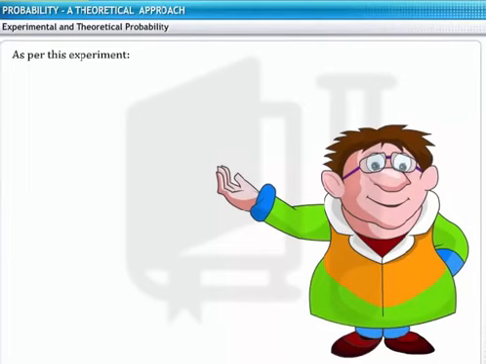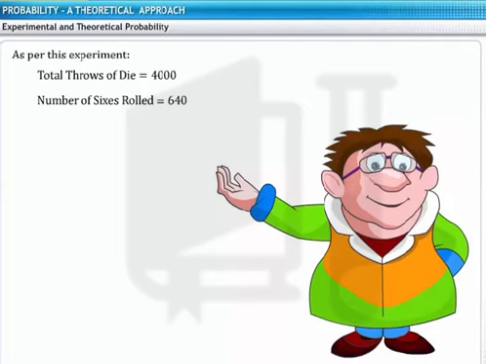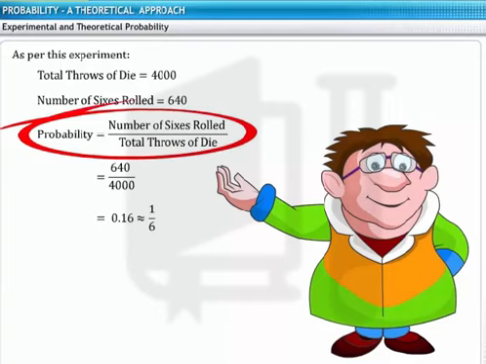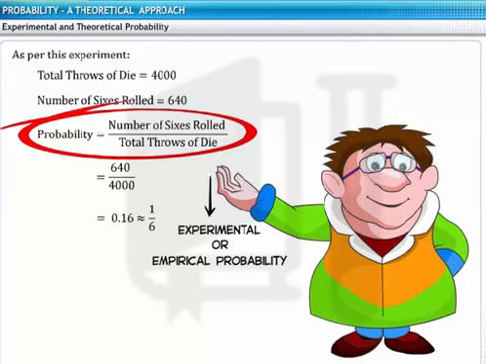As per Mr. Gamerman's experiment, the total number of throws of the die is 4000 and the number of 6s rolled is 640. Divide the number of 6s rolled by the total number of throws. That is 640 divided by 4000. The result obtained is 0.16, which is equal to approximately 1 upon 6. This is the probability of getting a 6 on the roll of a die. Since the probability is based on the observations of an experiment, it is called an experimental or empirical probability.